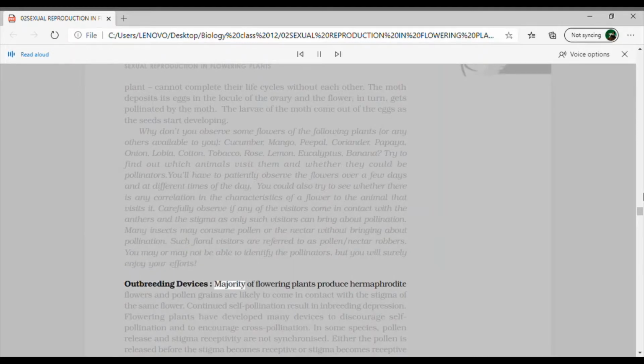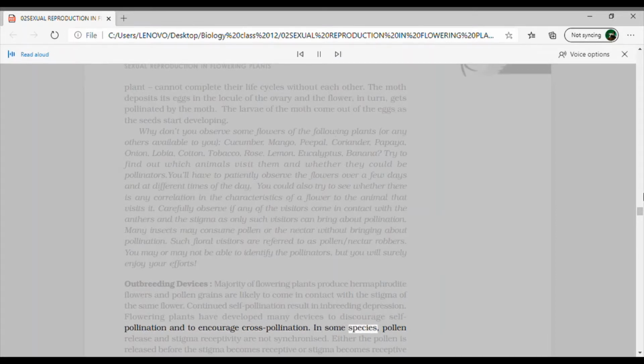Outbreeding devices. Majority of flowering plants produce hermaphrodite flowers, and pollen grains are likely to come in contact with the stigma of the same flower. Continued self-pollination results in inbreeding depression. Flowering plants have developed many devices to discourage self-pollination and to encourage cross-pollination.